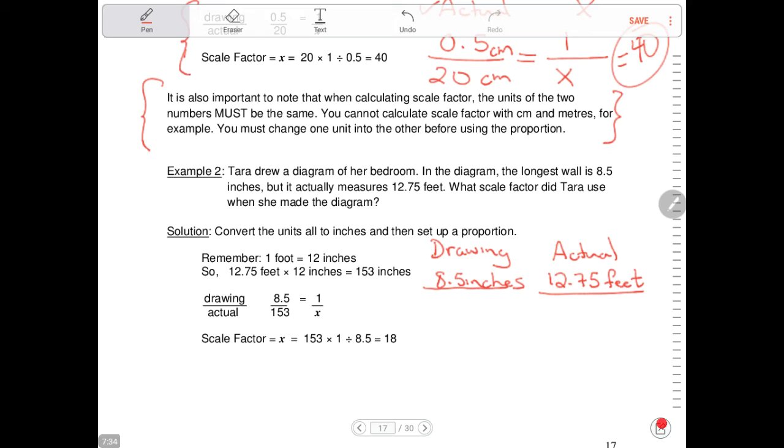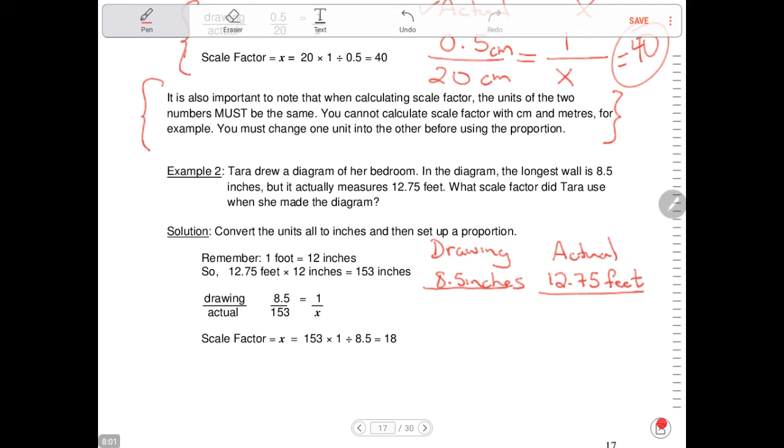So what you must do, and this is a skill from a previous unit, you must be able to convert units of measurement. Now, what you can do is you could take the inches and change them into feet. Or you could take the feet and change them into inches. It doesn't matter as long as whatever you do, everything is either in inches or everything is in feet.